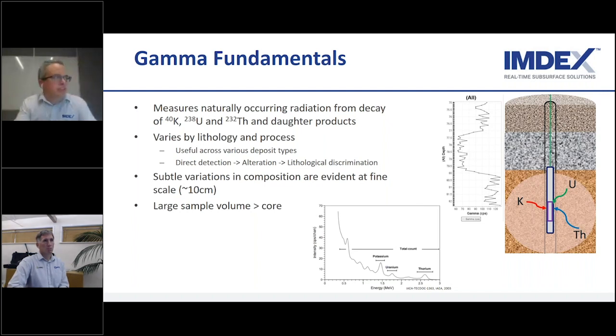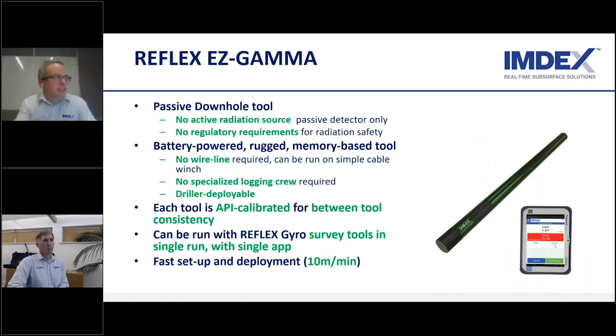So for the Easy Gamma, just some basic specs. It's a passive downhole tool, compared to gamma-gamma, which is sometimes confused with it, that measures density. There's no active radiation source, so there are no regulatory requirements for it. What makes it driller operable is it's battery powered, it's rugged, and it's a memory-based tool, so no wire lines required. It can be run on a simple cable winch that most rigs have. There's no specialized logging crew required.